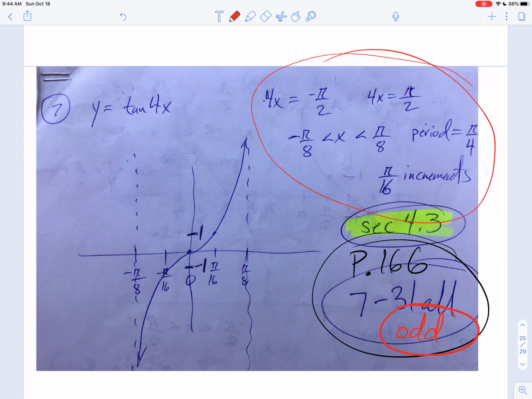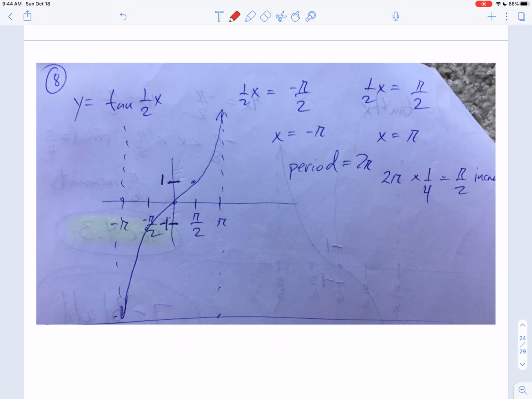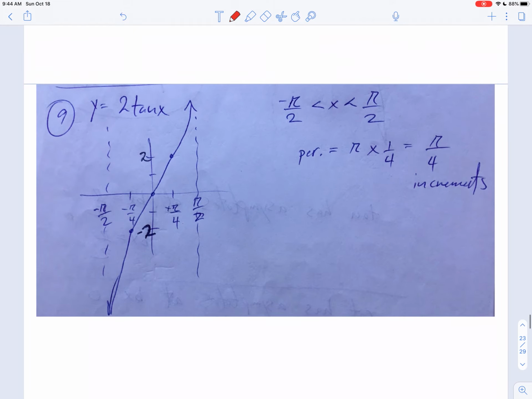But this is where you're paying attention. I want your graph to match my graph. All right, so there's number 7. Okay, and if you want, here's number 8. You can pause it, take a picture of it. But you don't have to do the evens, so you might want to pause this one. Take a picture of it, because that is number 9.